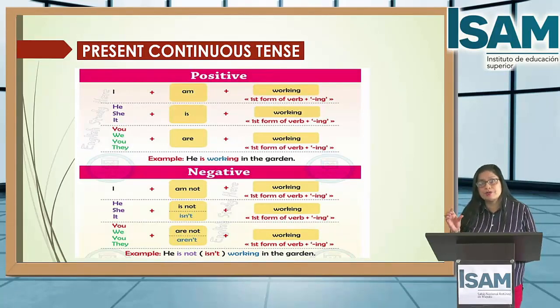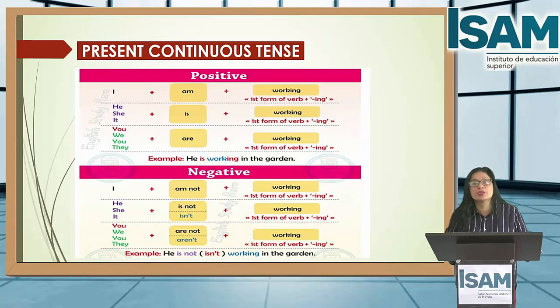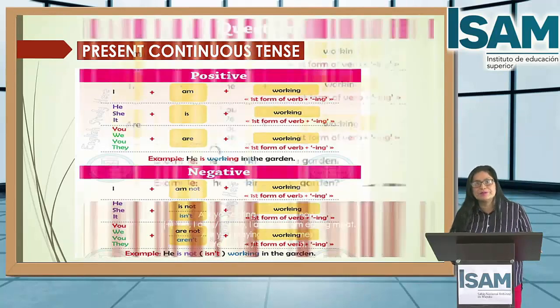And the verb with the gerund, only the ing stays. The verb goes with the gerund. Con un gerundio va ing, lo decimos. Okay, in negative you only add not to the verb to be. Example: he's not or he isn't working in the garden.